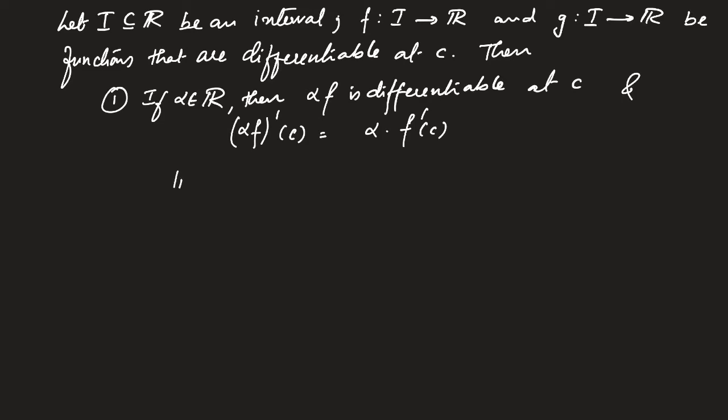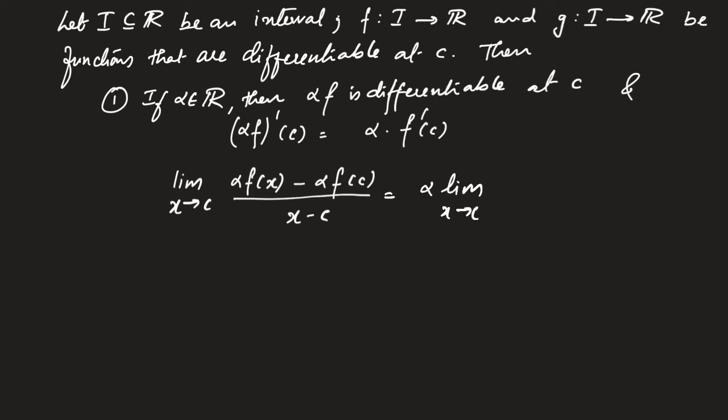What you have to do is look at the limit x tends to C of alpha f of x minus alpha f of C divided by x minus C. So we can just take alpha common and take it outside the limit. That's all. So we get alpha into the limit x tends to C of f of x minus f of C divided by x minus C. Now this exists because f is differentiable at C, and because of this, this is equal to alpha into f dash of C.